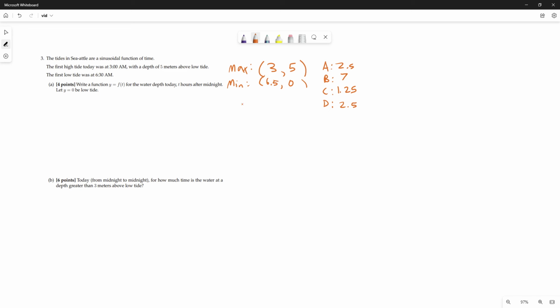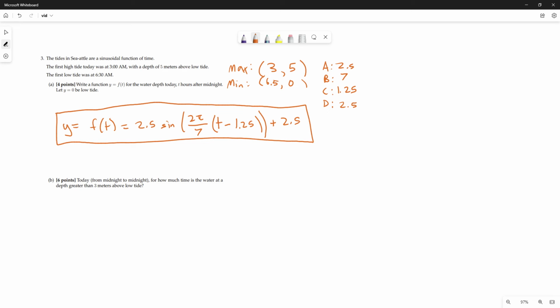So the sinusoidal equation is going to be y equals f of t equals amplitude, which is 2.5, sine quantity 2 pi over b, which is 7, quantity t minus c, which is 1.25, close quantity, plus our d value, which is 2.5. So that is our function.